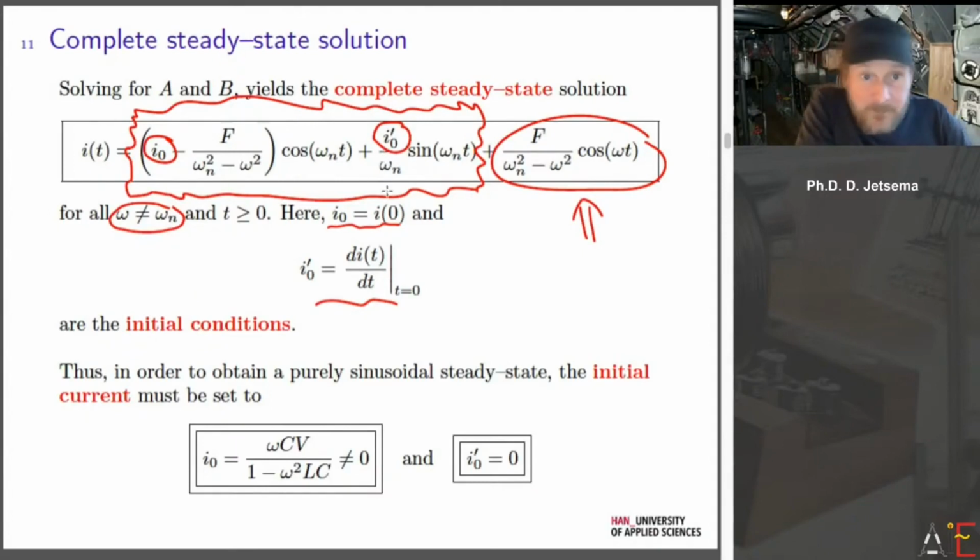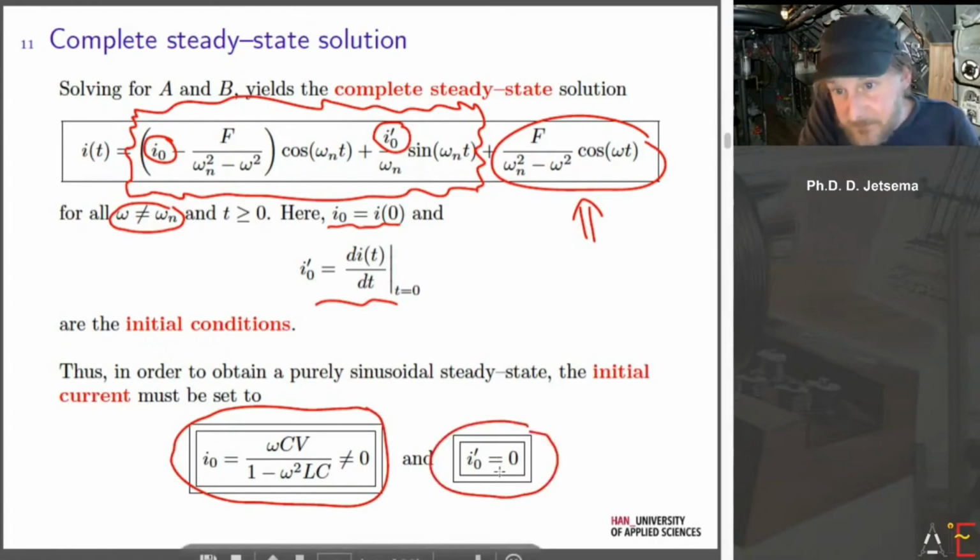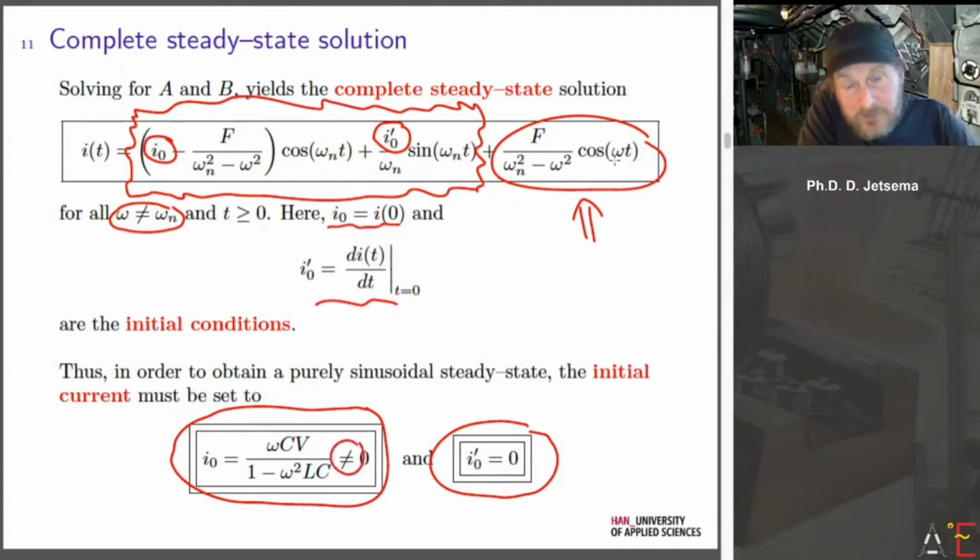If you look at this, you can quite easily derive that in order to have only the phasor solution, you have to set these initial conditions. This one is relatively easy, you don't have to do much. But this one is a problem, because in order to achieve a purely sinusoidal steady state solution for your current, you need to set a non-zero initial current.